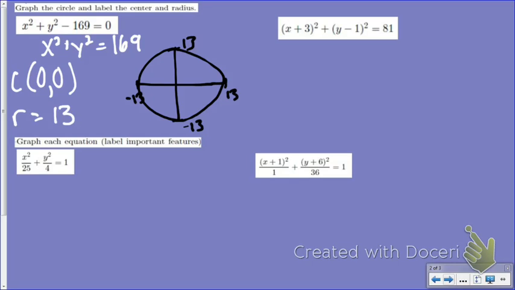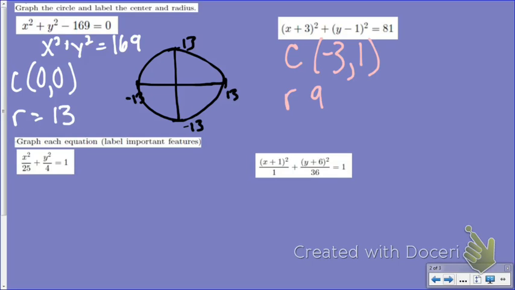Alright, then if we look at this next one over here, my center I need to do first. So the center, remember, it's not going to be a positive 3 because standard form is x minus my h, which means that my center is actually going to be at a negative 3 and then a positive 1. Then my radius is the square root of 81, which is 9.